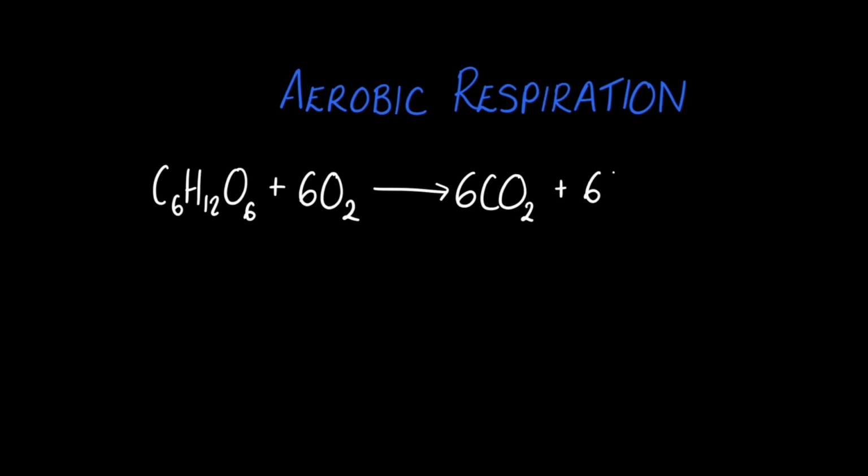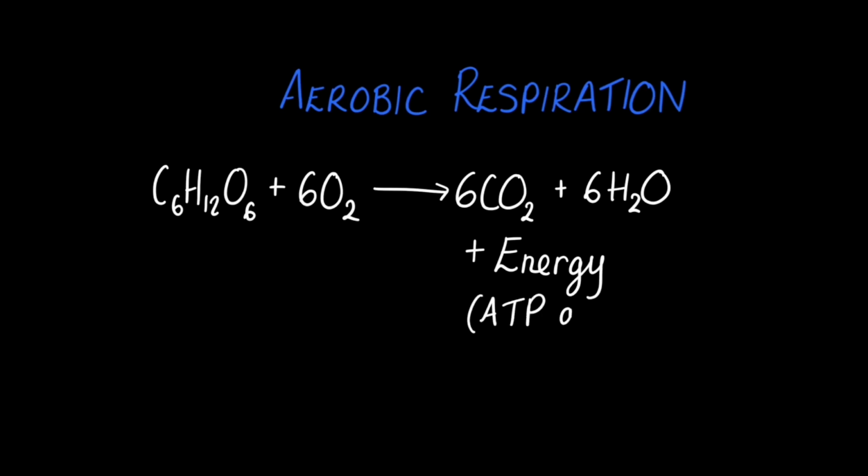So overall, aerobic respiration can be represented in an equation, which would be C6H12O6, otherwise known as glucose, plus 6 O2 produces 6 CO2 and 6 H2O, along with energy in the form of ATP or lost as heat.